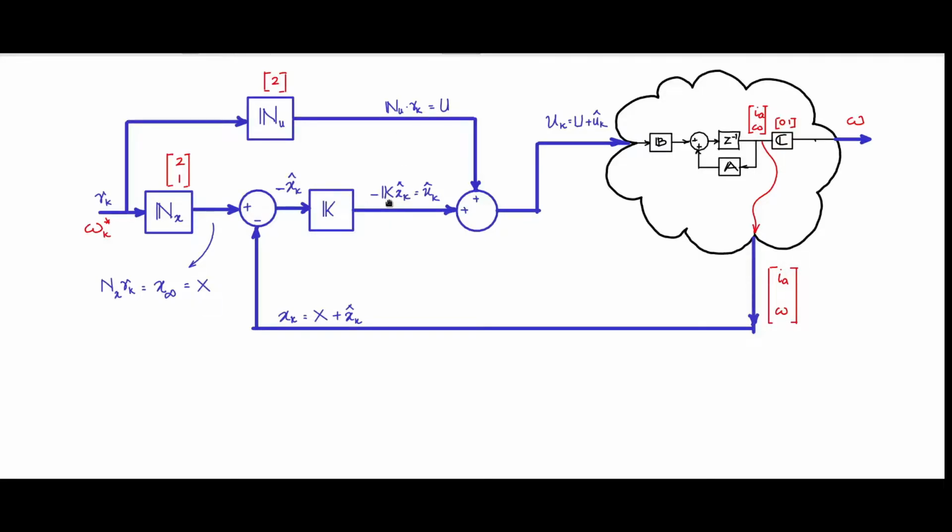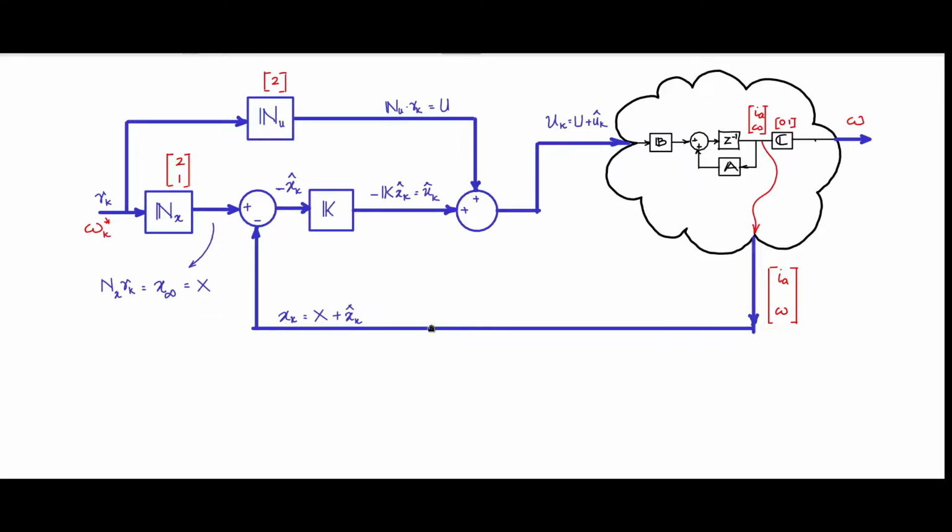Consider this closed loop control system that we have been discussing so far of the DC motor plant. We have designed the value of Nx and Nu. We know how to do that. We need to design the controller K. The controller is supposed to handle only the small signal values.